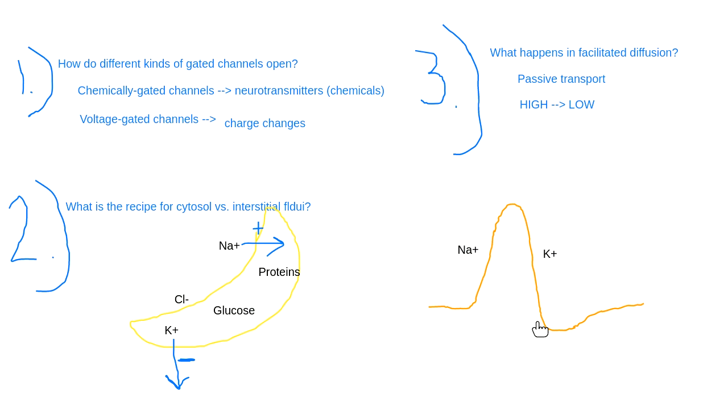So three big ideas that we learned separately are types of gated channels, what's going on with our ions, and how facilitated diffusion works. All of those things come together.